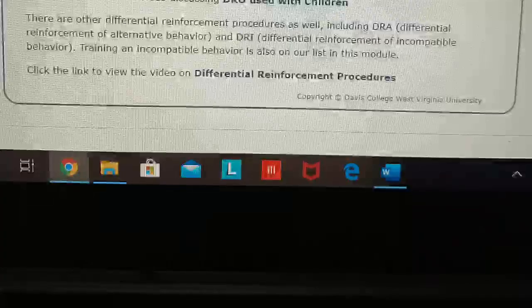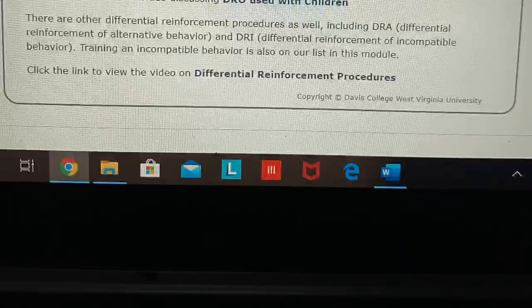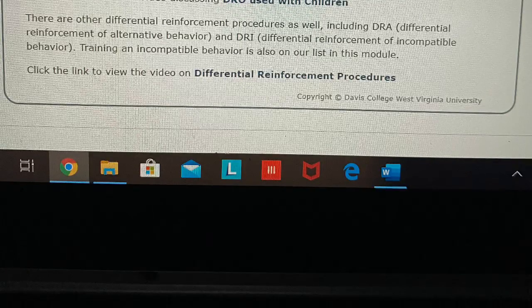There are other differential reinforcement procedures as well, including DRA, differential reinforcement of alternative behavior, and DRI, differential reinforcement of incompatible behavior. Training an incompatible behavior is also on our list in this module.